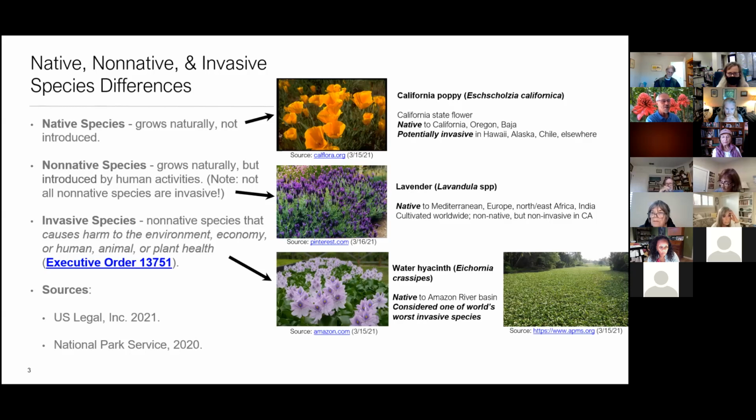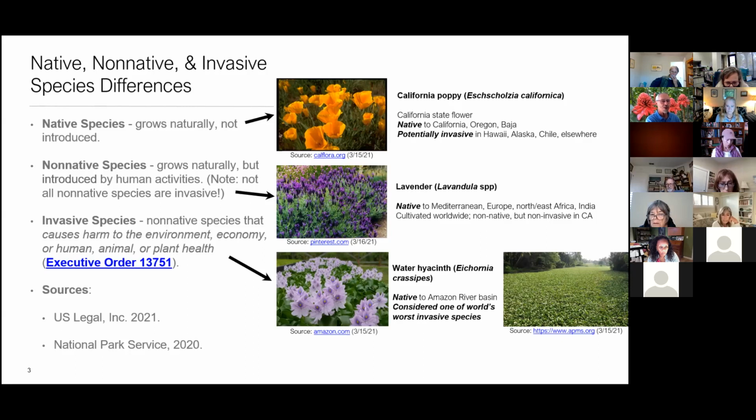An invasive species is a non-native species in a region that causes harm to the environment, economy, or human, animal, or plant health. A good example of an invasive species is shown here, water hyacinth, considered one of the world's worst invasive plants.